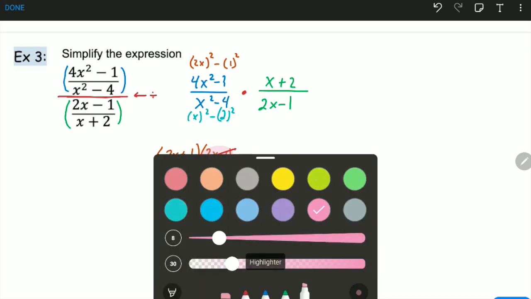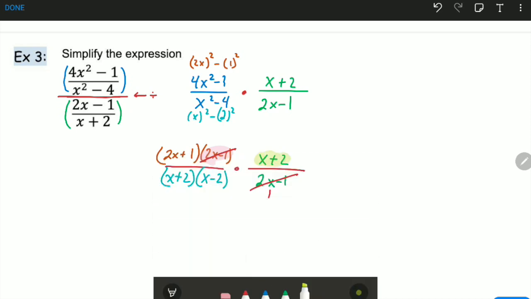And then going through, is there any x plus 2s in the bottom? Well, yes, there is right there. So those are going to cancel out as well, leaving us with essentially a placeholder on top.